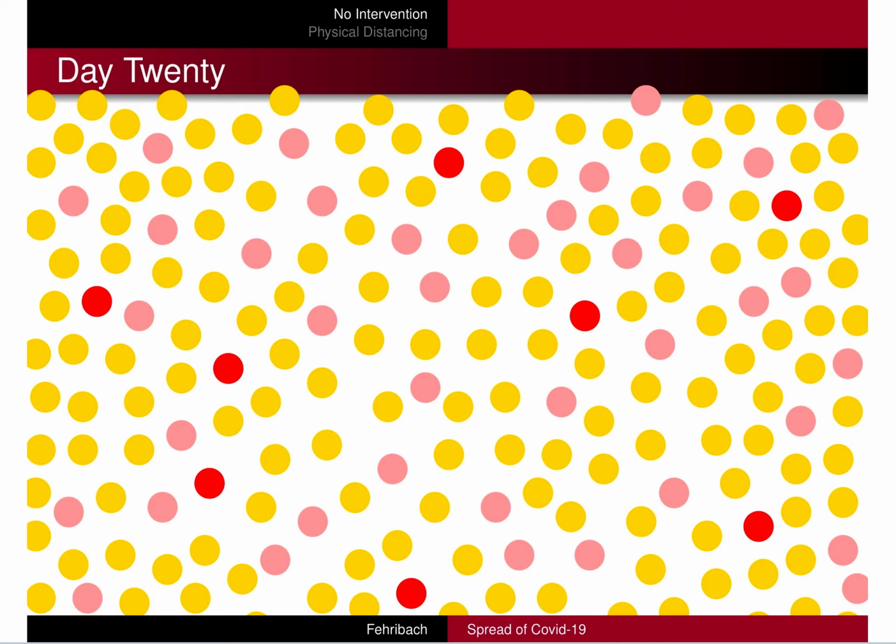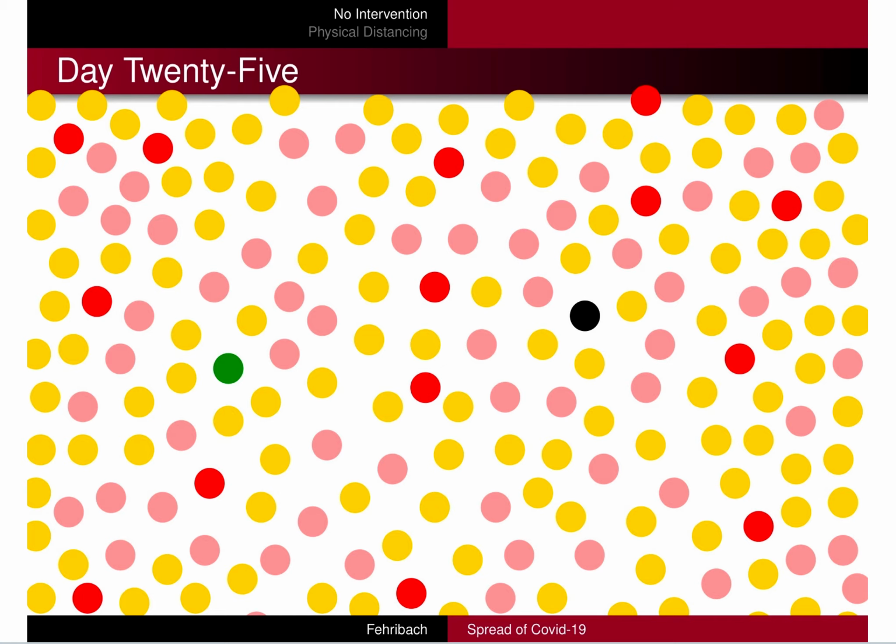Actually, there's 1 less, so I guess there are 8 red dots, and a couple of these red dots are very sick, and probably somebody has been hospitalized, and probably the community is becoming alarmed. They're beginning to realize that something really bad is happening here, but they don't yet realize how bad. When we go forward 5 more days to day 25, we begin seeing even more spread.